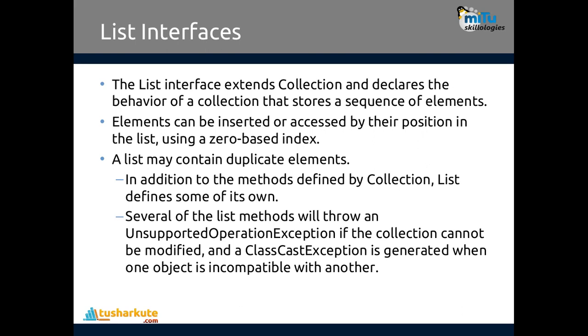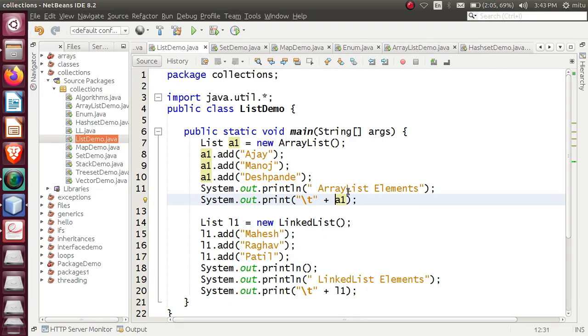Any sort of sequence of elements can be created in the form of a list. The List interface is implemented by many different data structure classes, so they contain the common abilities that the List interface contains. A list may contain duplicate elements. In addition to the methods defined by Collection, List defines some of its own. It may throw an UnsupportedOperationException, or it may throw a ClassCastException also.